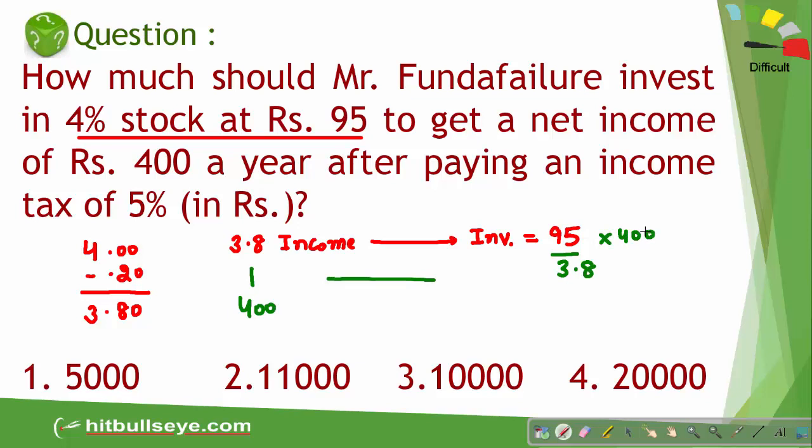Now this we need to solve students. So firstly you can remove the decimal. It is 95 by 38 into 10 into 400. If you solve it, 19 5s are, this is 2s are, this is 5s. Now 5 5s are 25 into 400. It happens to be 10,000. So third option is your answer. Right students? Let's go to the next question.